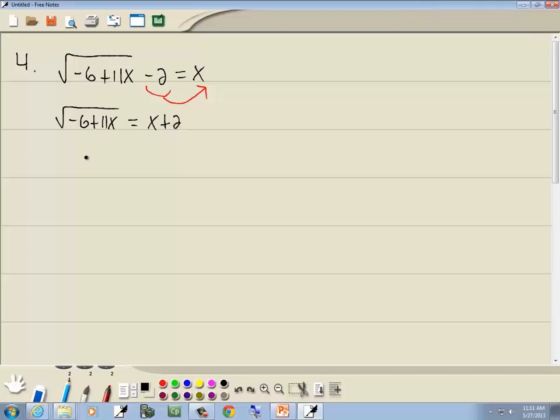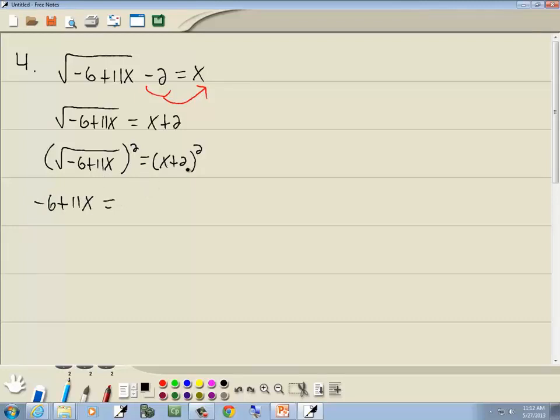Now step 2 says to raise both sides to a power equal to the index. Well, the index is not written in the slot here. There is no number, so it's by default 2, square root. So we'll square both sides. So we've got square root of negative 6 plus 11x to the second power is equal to x plus 2 to the second power. Now over on the left side, again, when your index matches a power, they're going to cancel each other away. So that leaves us negative 6 plus 11x.